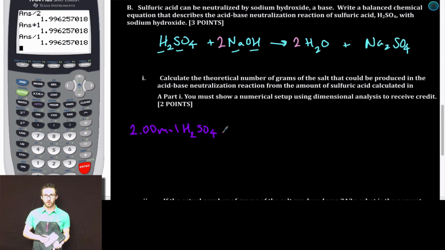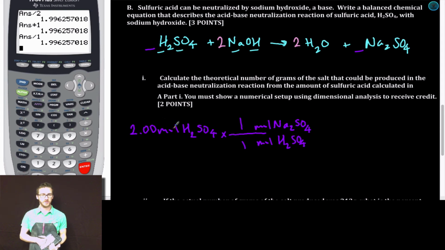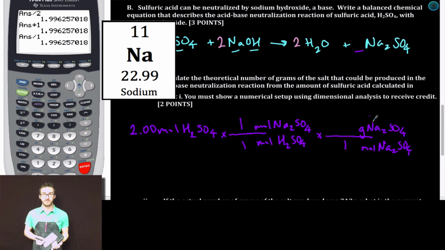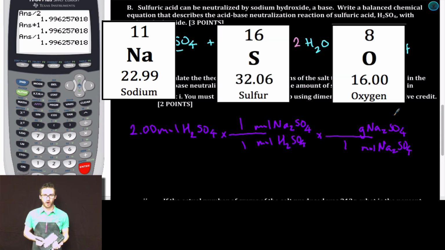Boom. Let's compare moles H2SO4 to moles of our salt, sodium sulfate. The relationship based on our balanced chemical equation is a 1-to-1 relationship. So if I neutralize all 2 moles of this sulfuric acid, I'm going to make 2 moles of sodium sulfate. But be careful because it wants grams. Here I'm going to use the molar mass of sodium sulfate, which comes from adding together the mass of 2 sodiums, 1 sulfur, and 4 oxygen.